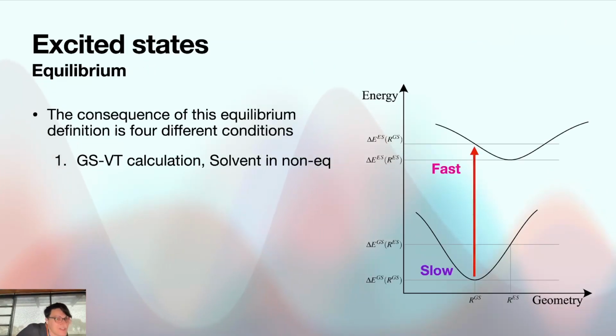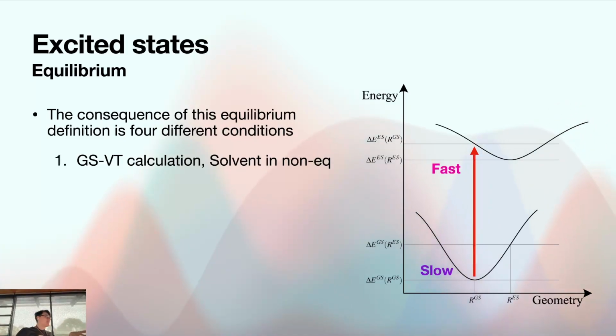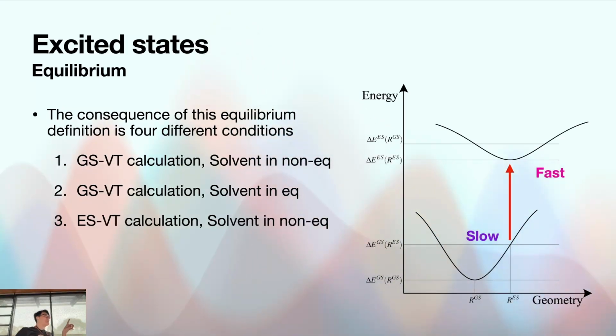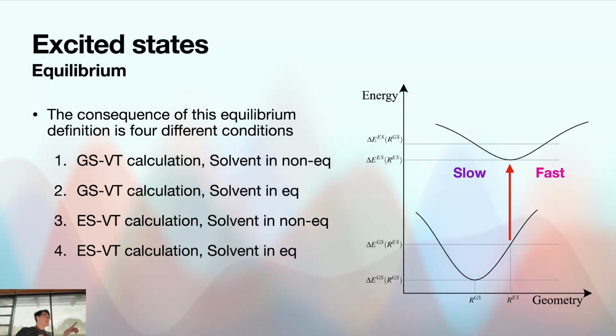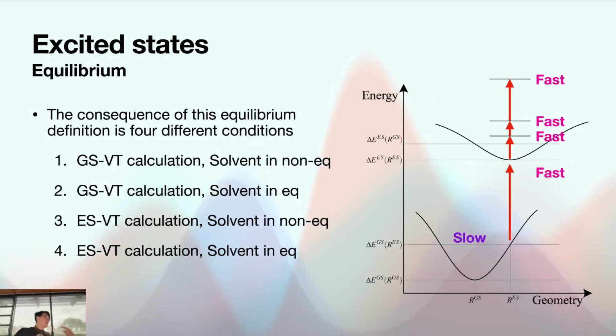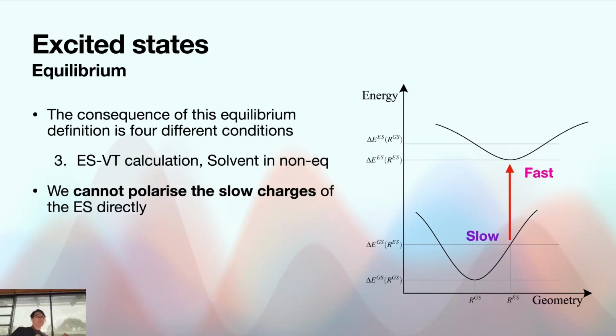The consequence of this equilibrium definition is 4 different conditions. One is ground state vertical transition calculation with the solvent in non-equilibrium, ground state geometry with the solvent in equilibrium, excited state geometry, solvent in non-equilibrium, and excited state with the solvent in equilibrium. I've described this for a single excitation, but realistically, it's either going to be every state in equilibrium or every state in non-equilibrium. Going back to step 3, though, we see something really important.